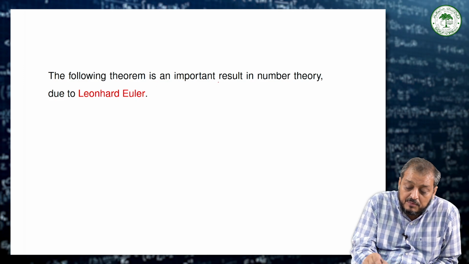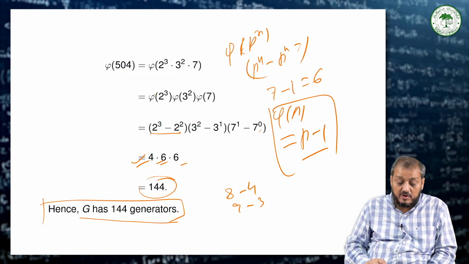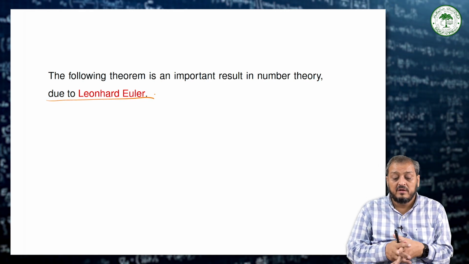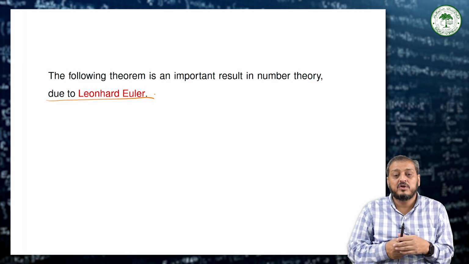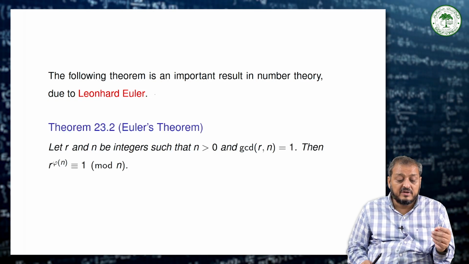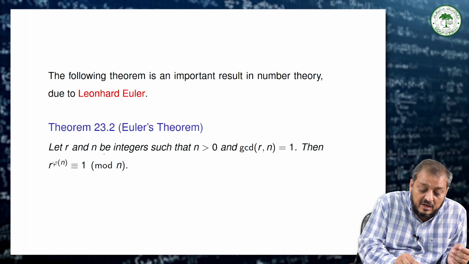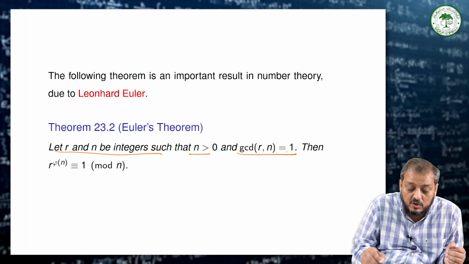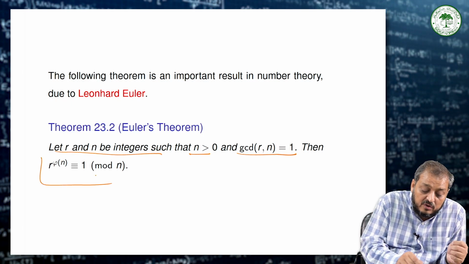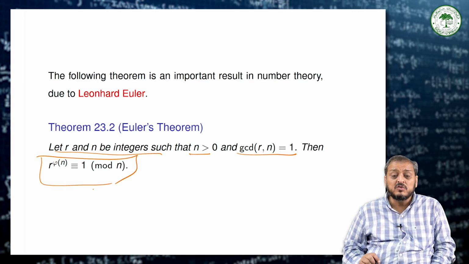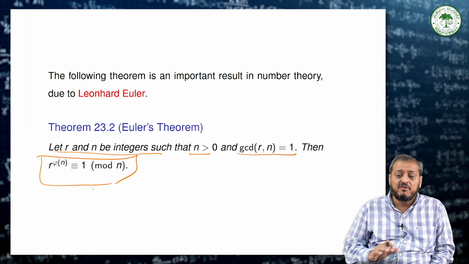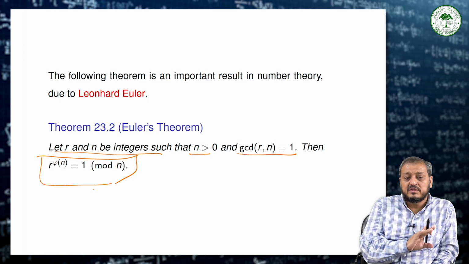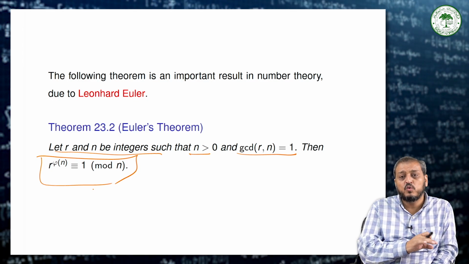The following theorem is an important result in number theory. Now we move to the next theorem, a very important result in number theory due to Leonhard Euler. It says that if r and n are integers such that n is greater than 0 and the GCD of r and n is equal to 1, then r to the power phi of n is congruent to 1 mod n. So Euler's theorem clearly says that if r and n are integers and their GCD is 1, then r to the power phi of n is congruent to 1 mod n.